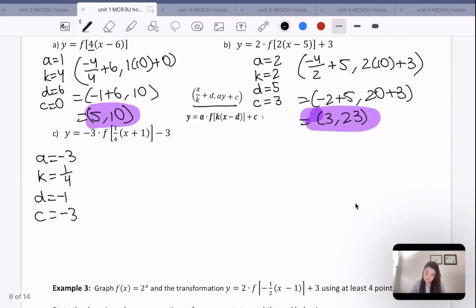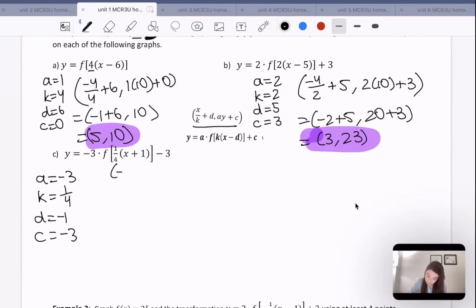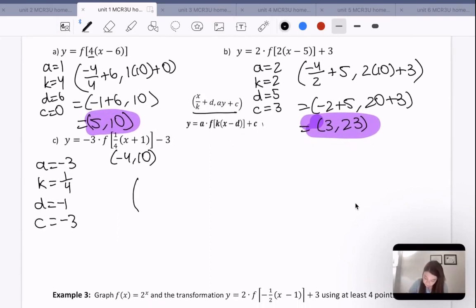Okay, very cool. And our original point, let's remind ourselves, is negative 4, 10. So therefore, x is negative 4 and y is 10. So therefore, we have x over k. So negative 4 over 1 over 4. Okay. So 1 divided by 1/4. Okay. Plus d. So plus negative 1, comma, ay plus c. So that's negative 3y plus c. So plus negative 3.